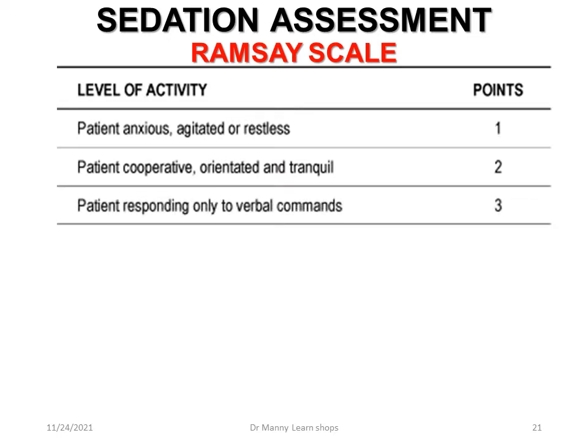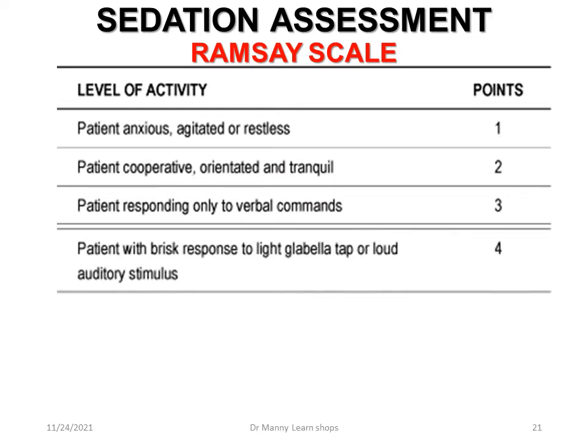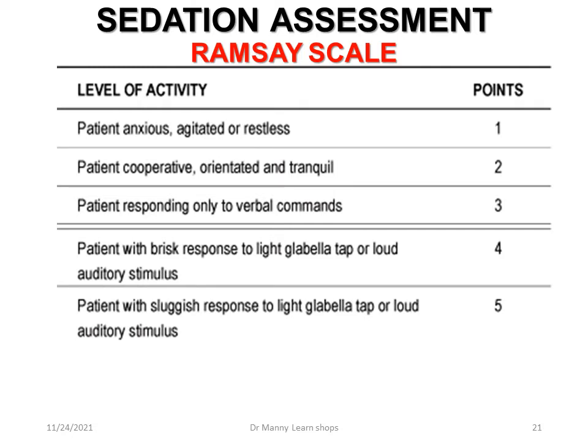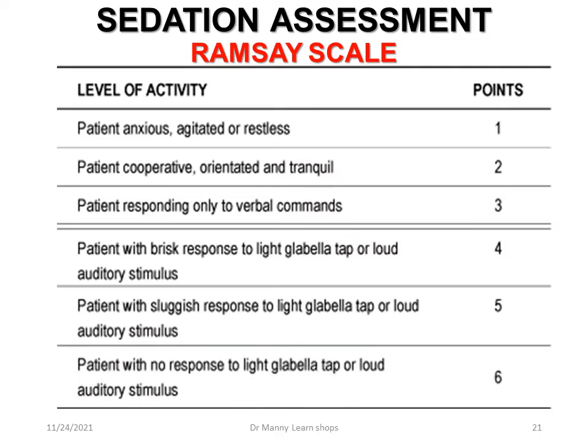However, the one we really want is the patient responding only to verbal commands when they're essentially asleep. Or the patient with brisk response to a light glabella tap or a loud auditory stimulus. We don't want a patient with sluggish response to light glabella tap or a loud stimulus, which means they're becoming very sedated. And they could move on to this one where the patient has no response to a light glabella tap or loud auditory stimulus. Where do we want the Ramsay scale score?